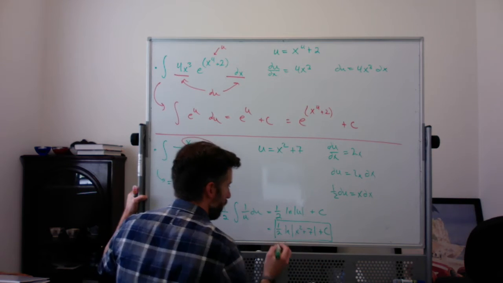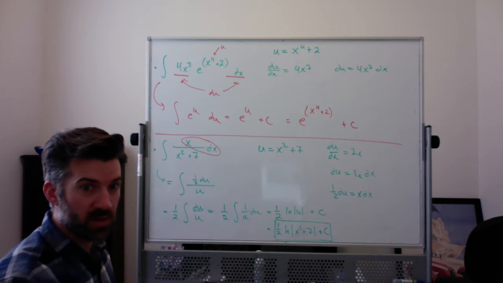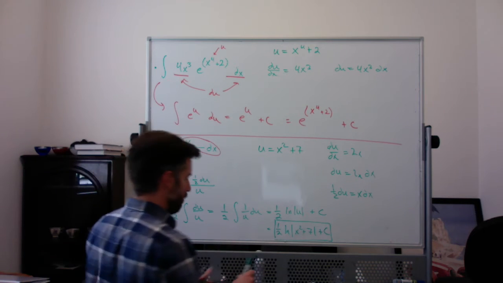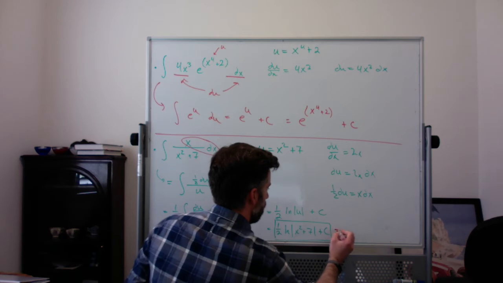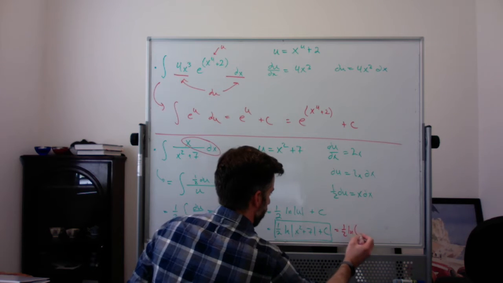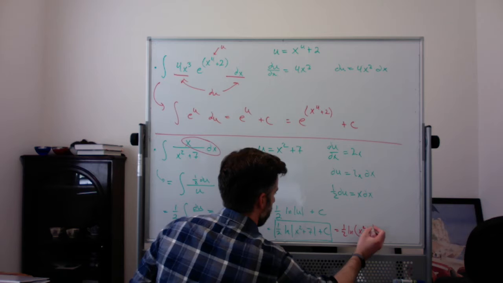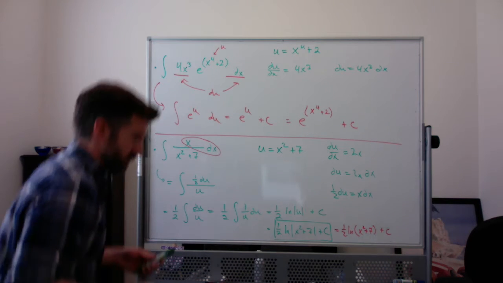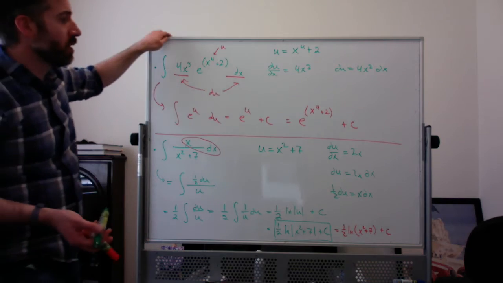That's our answer. You might see people drop the absolute values here since x squared plus 7 is always positive. But you can also just leave it like this. But you could also write it as 1/2 natural log of parentheses x squared plus 7 plus c. Because x squared plus 7 is always positive, so the absolute value doesn't change it, so we can drop them.